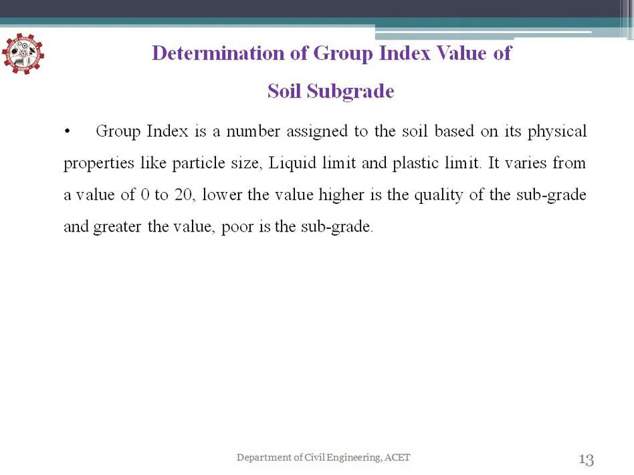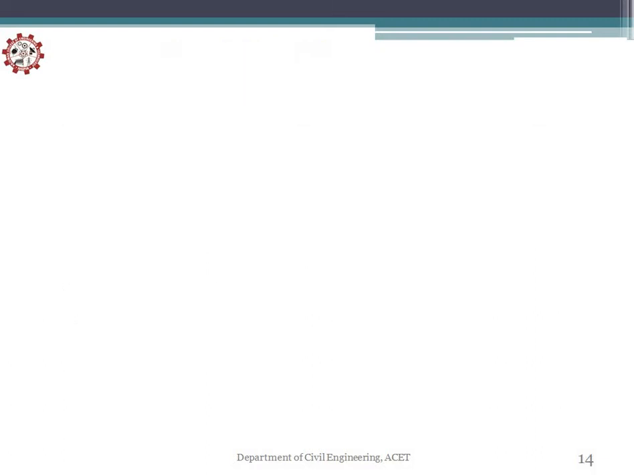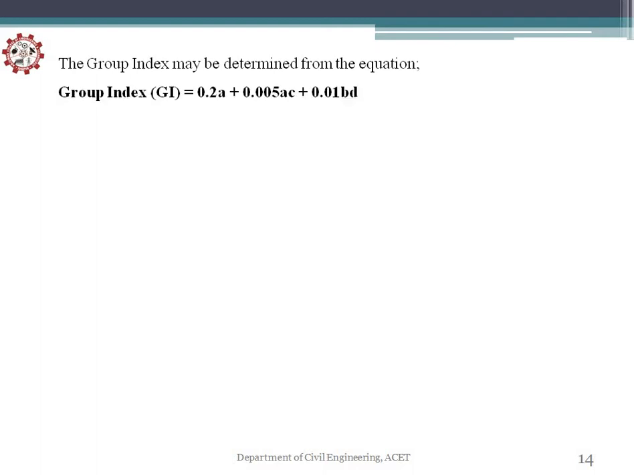So from this definition itself, GI should be minimum. If it is minimum, then you can say the soil is good quality, but if it is maximum and nearer to the 20 value, then it is bad quality soil. It can be determined mechanically and graphically. To determine mechanically, this is the formula given. Group index is given by 0.2a plus 0.005 AC plus 0.01 BD.